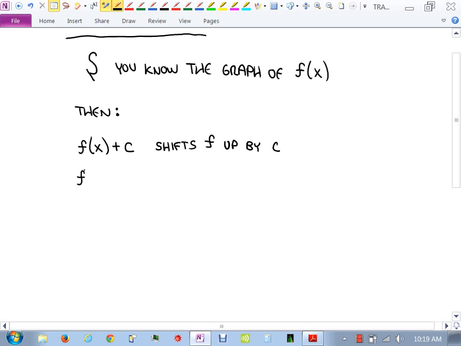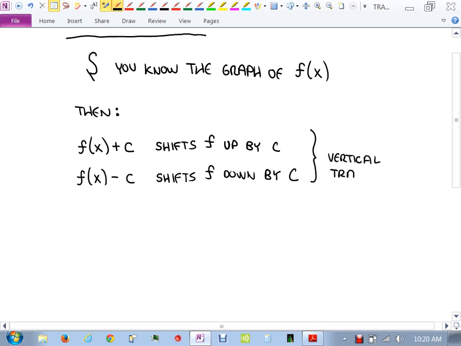And what do you think will happen if I subtract c? It shifts it down. These are what we'll call vertical transformations, or sometimes they're referred to as vertical shifts. You're shifting the graph up or down. So let me give you an example of this.